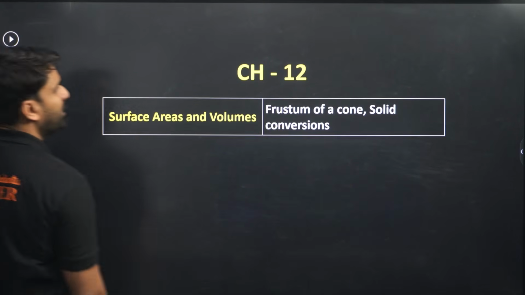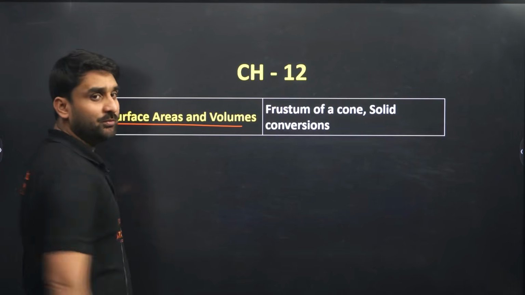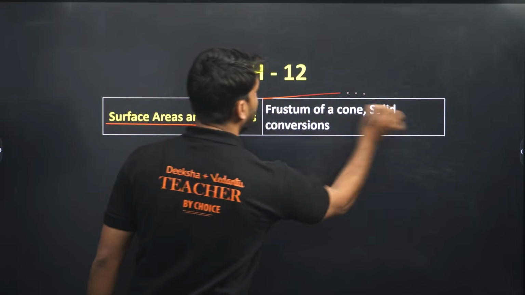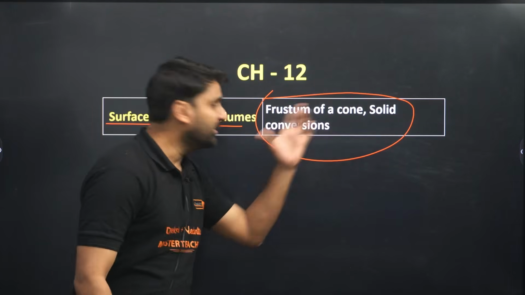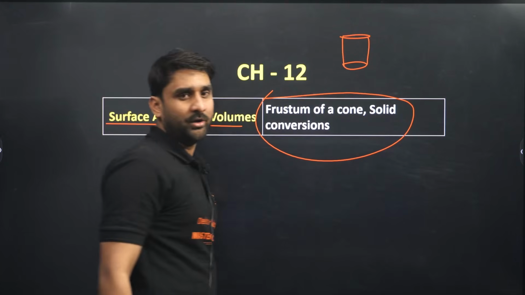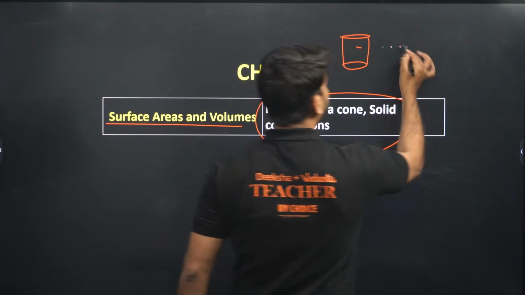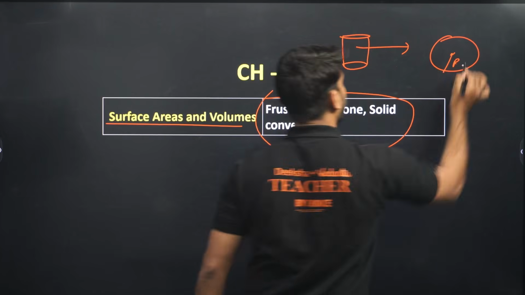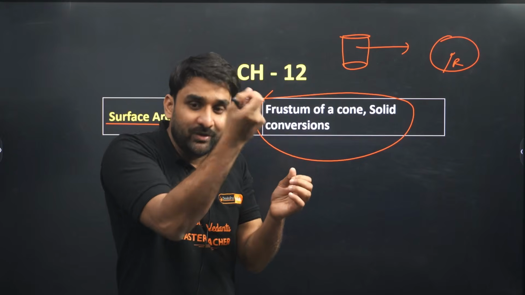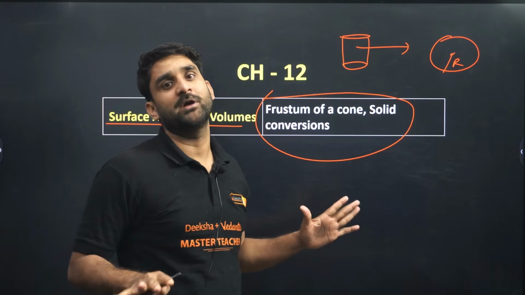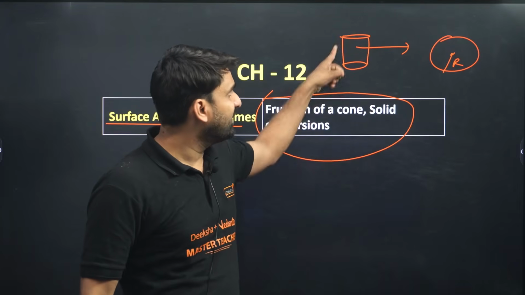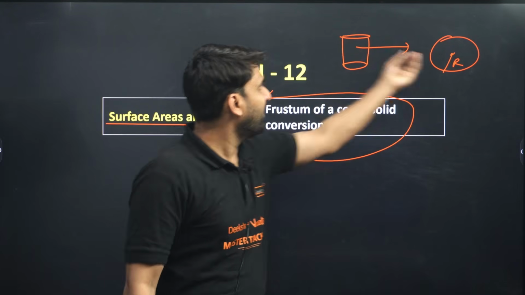Now if I talk about chapter number 12, surface area and volumes, previously frustum was included, but frustum has been deleted this year. Frustum is not coming, and solid conversion. If there is a solid metallic cylinder, and it has melted to form a sphere of radius r, what will remain the same? The volume will remain the same. Whenever we recast any solid structure to a different structure, the volume remains the same, my dear. By recasting, by changing the shape, the volume never changes, because if this cylinder is made of iron, the amount of iron will remain the same.